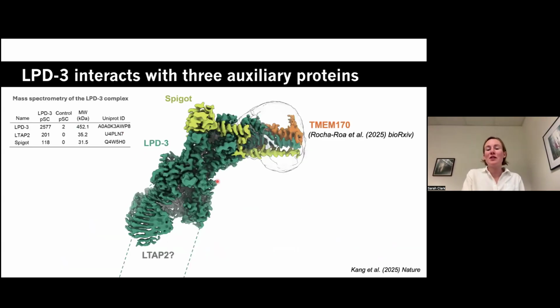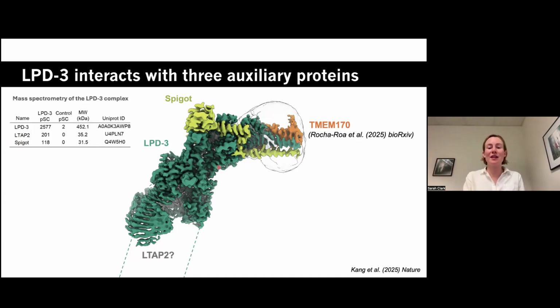So what about the auxiliary proteins? I said in the beginning that we did mass spectrometry, and we identified 2 different auxiliary proteins that were co-purifying with LPD-3, and those were spigot, which is in yellow here, and we saw in our cryo-EM map, and then LTAP2, which we named lipid transfer auxiliary protein 2, which we didn't give a fun name because we couldn't actually see it in the cryo-EM map. We're thinking that perhaps LTAP2 is binding somewhere on the C-terminal half of LPD-3, which is why it wasn't visible.